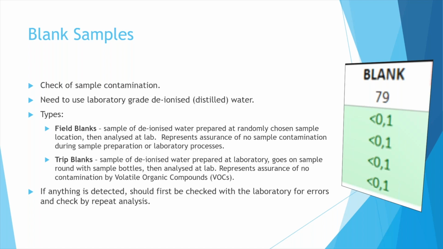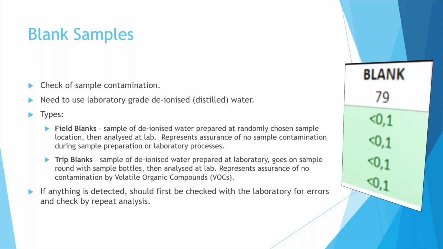Now, in terms of types, there are 2 types of blank samples. The first is the field blank. That is a sample of deionized water that the sampler has prepared at a randomly chosen sample location and then had sent to the lab for analysis. What this represents is an assurance that there's been no sample contamination during the sample preparation process, as well as in addition to the laboratory processes.